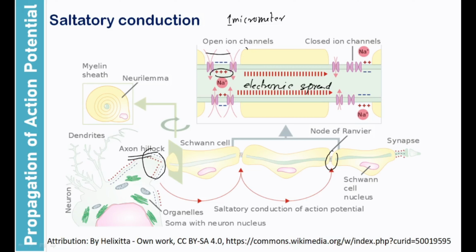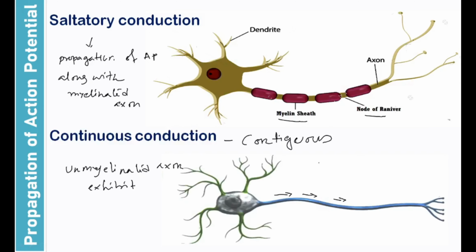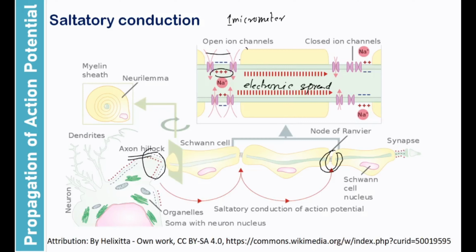In this process, the movement is fast. Clear? Nodes of Ranvier also save energy for the neurons, since the channels only need to be present at the nodes, not along the entire axon. That means in the myelin sheath area there is no voltage gated sodium channel. The voltage gated sodium channels as well as the potassium channels are present at the nodes of Ranvier. So the nodes save energy for the neurons, since these channels need to be present only at the nodes, not in the entire region.